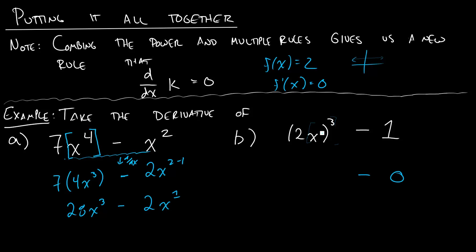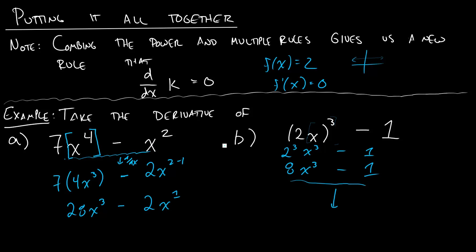So how do I deal with these parentheses? Well, I actually have to distribute this exponent. So I'll get 2 cubed times x cubed, right? Which is 8 times x cubed, right? So all I'm doing right now, I haven't taken a derivative yet. All I'm doing is simplifying this function so that I can actually take the derivative of this whole thing.